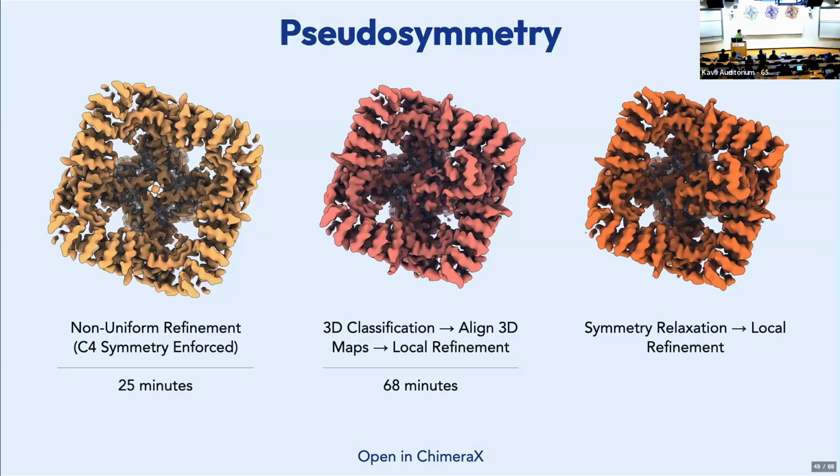It took 68 minutes to get, including the initial classification. So all of these kind of have the same first 25 minutes in them. It took 68 minutes to get the 3D classification, align, and local refinement. Most of that was the initial refinement, 25 minutes, and 30-some minutes was the local refinement. So basically all of that is spent doing the refinements on either side.